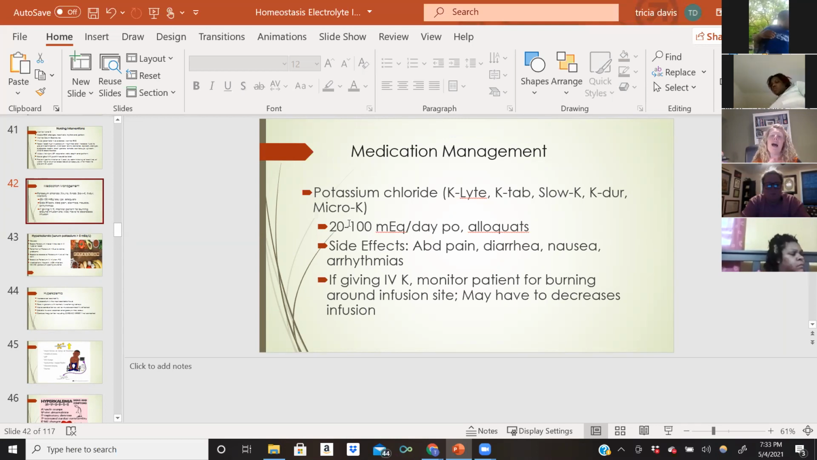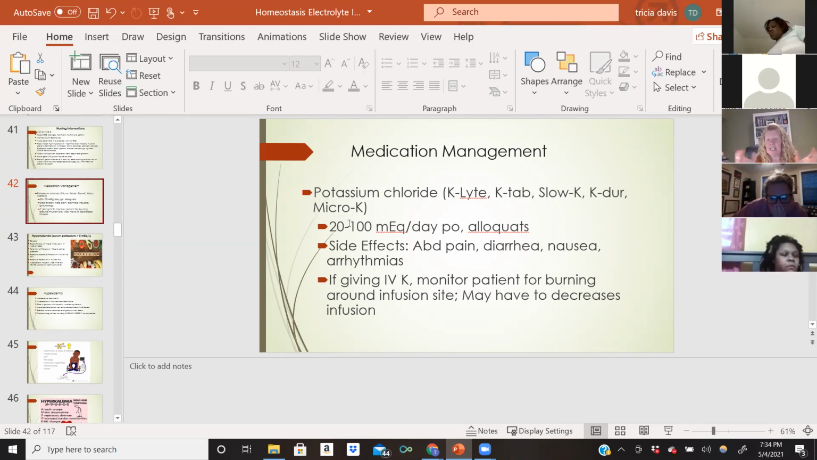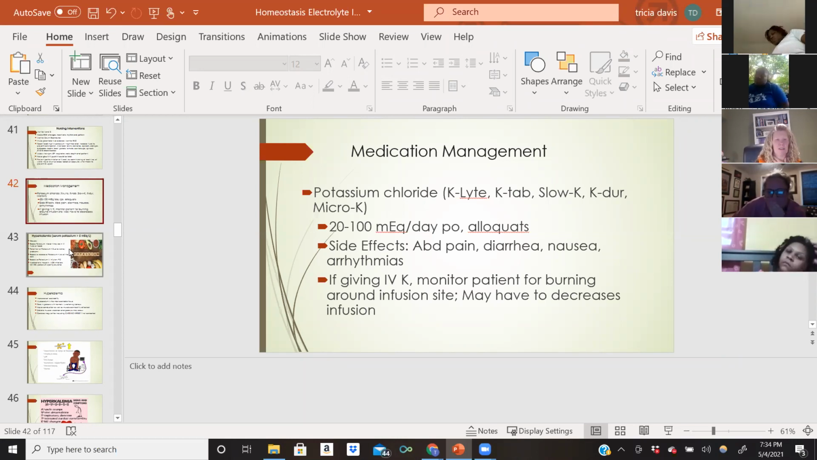What I always do, if they don't have any kind of fluid overload, or if they do, I just have to ask the doctor, I will run fluids with the potassium, and it dilutes it out and keeps it from burning. But you have to get permission from the doctor to do that. Some side effects are abdominal pain, diarrhea, nausea, and then of course arrhythmias, because whenever we replace potassium, just like with fluids, we can cause the opposite problem. So we could cause hyperkalemia. So we want to watch for those arrhythmias.